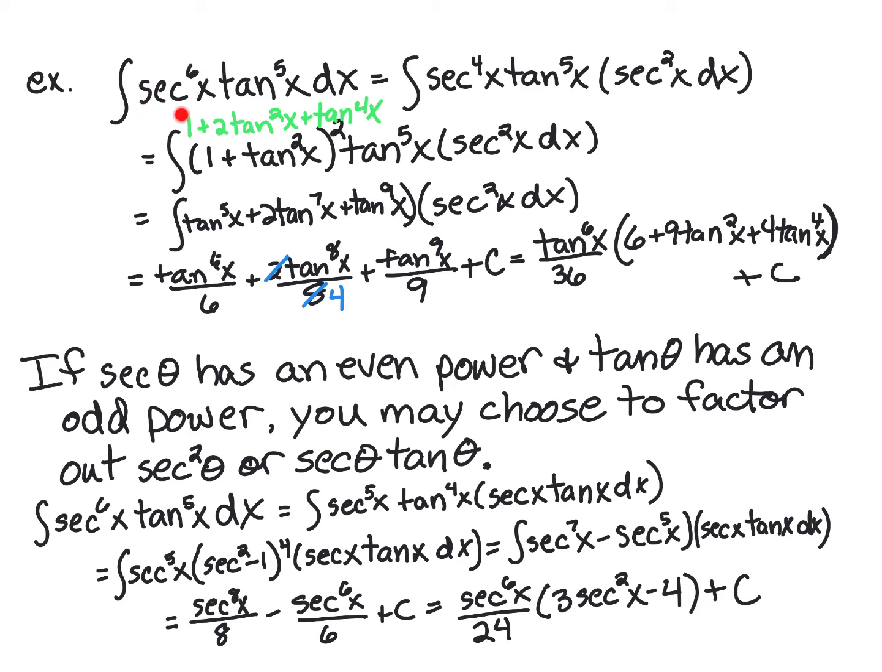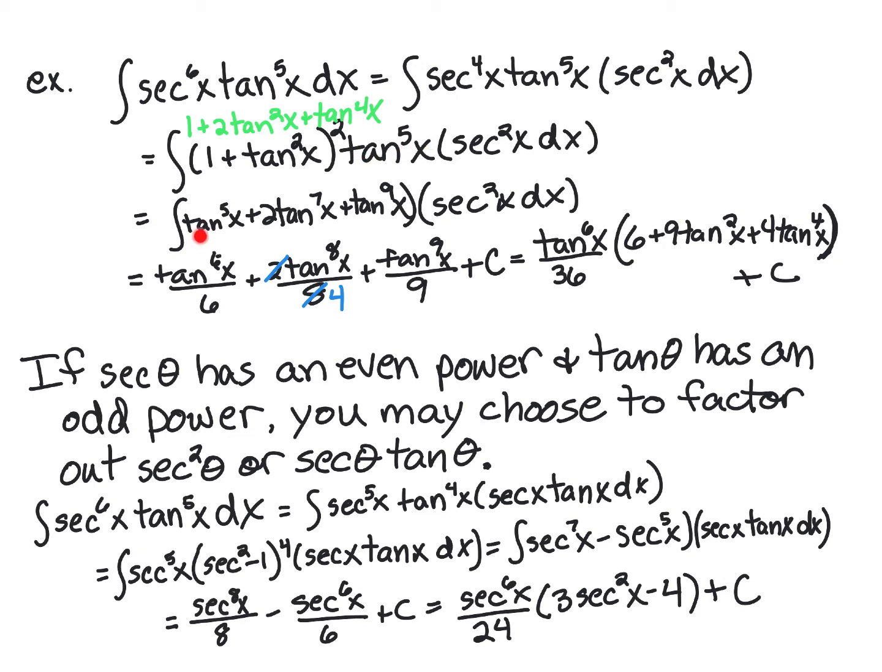So pulling 2 from here leaves me with 4. This is secant squared, squared. Secant squared is 1 plus tan squared. I have that squared, so I have to FOIL this out. Then I'm going to distribute the tangent to the fifth. And when I FOIL this out, I have 1 plus 2 tan squared plus tan to the fourth.